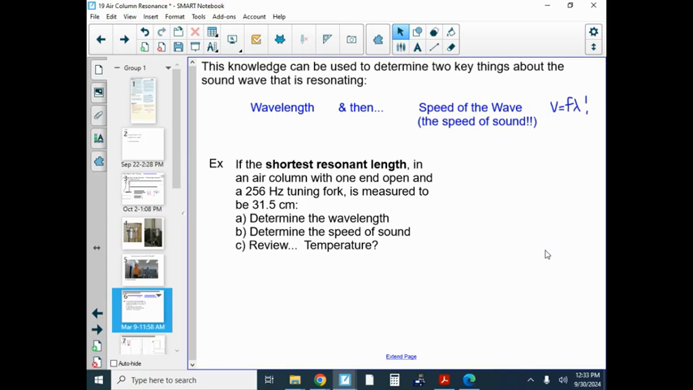So if we look at a known frequency here, let's go through the given information first. We have a frequency of 256 hertz. That was given. We have the first resonant length, so it's the shortest resonant length. That's important because otherwise you'd be off by multiples of what the frequency would be. So we'd have 1/4 wavelength. Just list what you know. 1/4 wavelength is the shortest resonant length. That's 31.5 centimeters, or in other words, 0.315 meters.